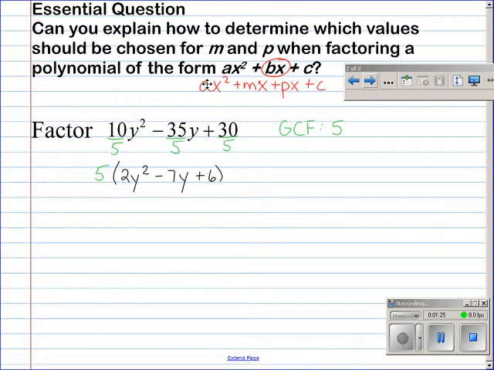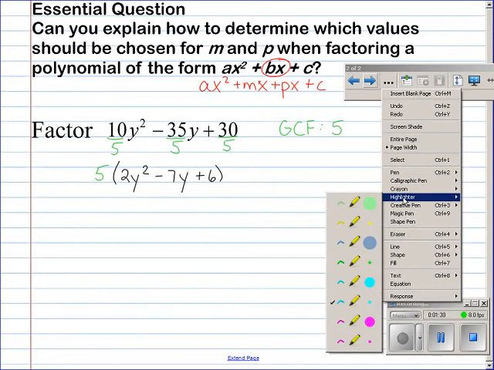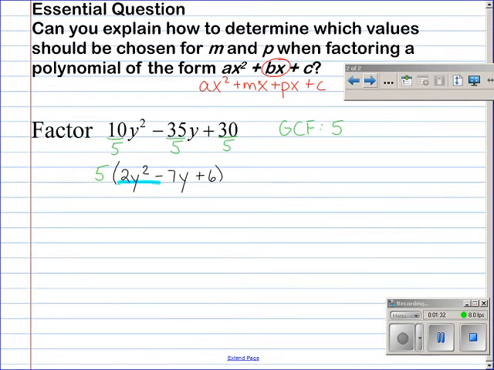So now I can take the polynomial that's written inside those parentheses, and we can factor that. We're not going to do anything else with the GCF of 5, but we're going to keep bringing it down to our final answer. So now we're going to factor what's inside those parentheses, just like we did in the last example. So we're going to multiply 2 times 6, which is 12.